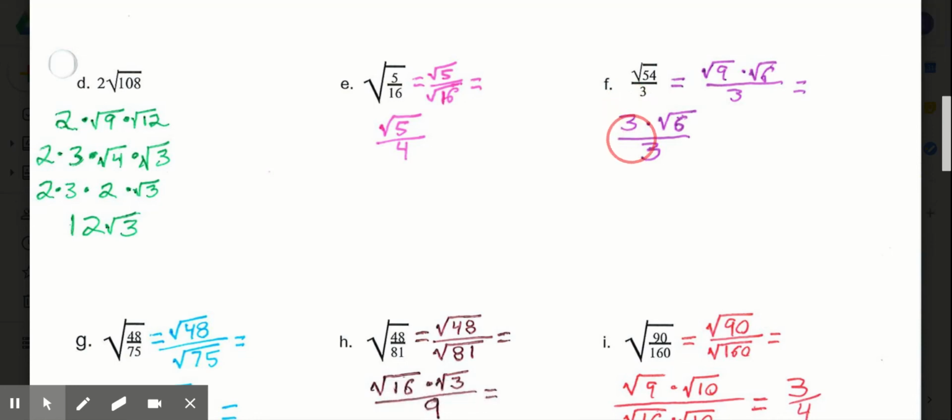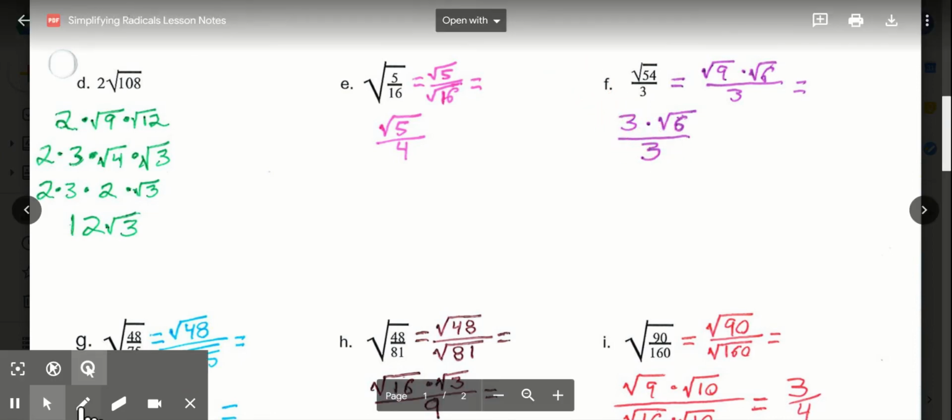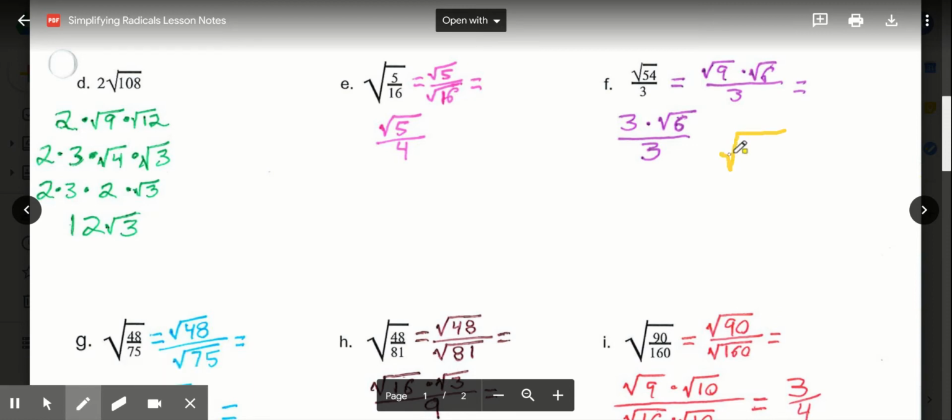We can cancel the 3s. So the 3s here cancel. And we should have a final answer, which I forgot to write here, of square root of 6. So our final answer there would be just the square root of 6, because our 3s cancel out, and we're left with just square root of 6 over 1, which is square root of 6.